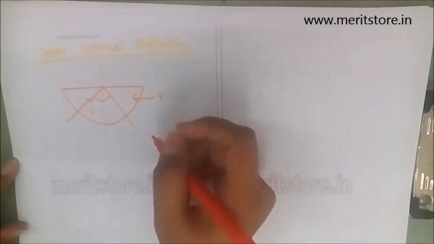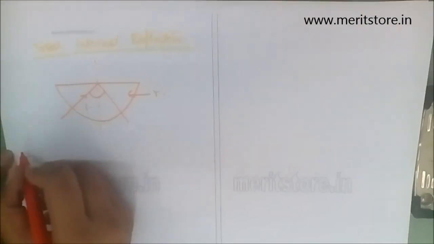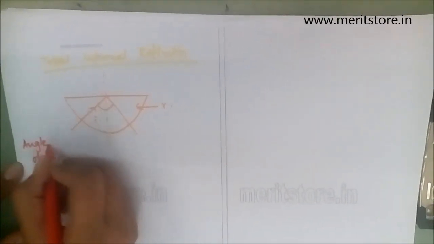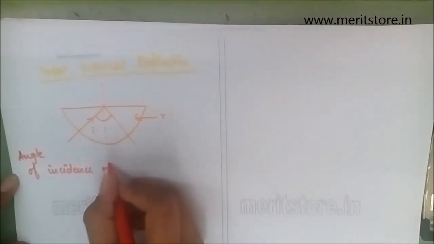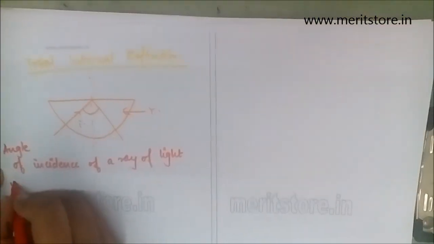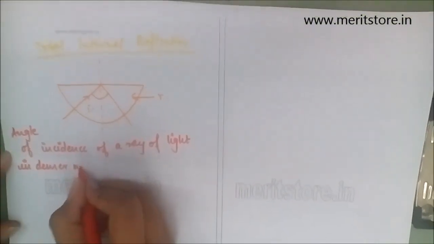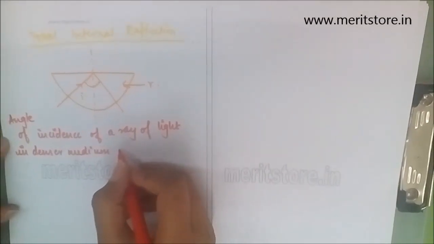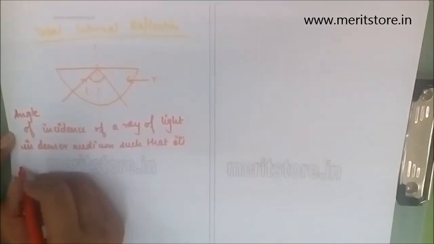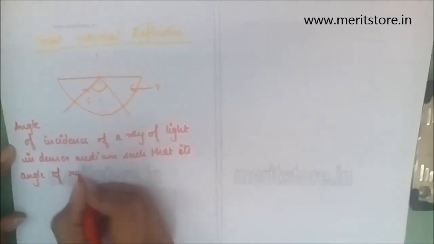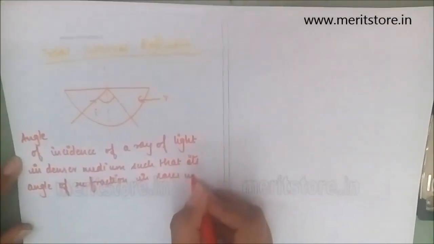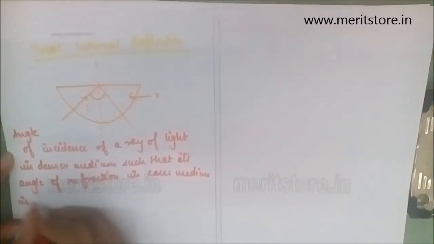Here the incident ray, or we can say the critical angle, is the angle of incidence of a ray of light in a denser medium such that its angle of refraction in the rarer medium is 90 degrees.